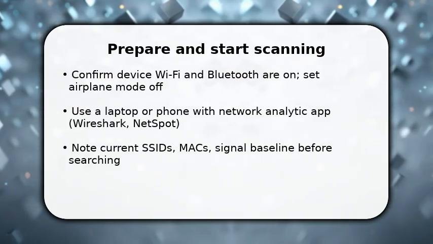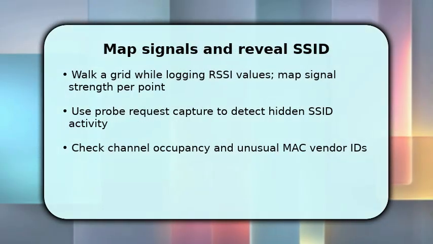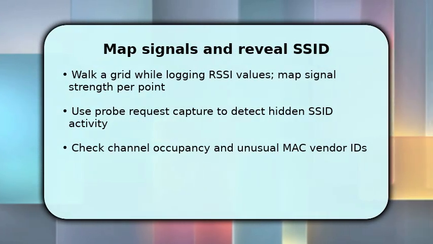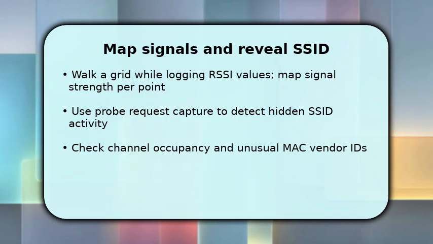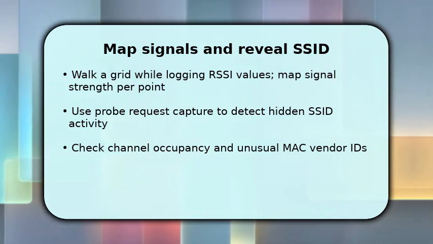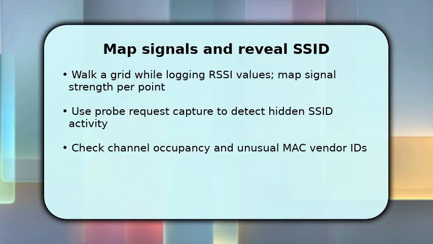You now map signal strength by walking a simple grid and logging RSSI at each point, which reveals the direction of a hidden source. Once you have points, triangulate where signal peaks. Make sure to repeat measurements for consistency.